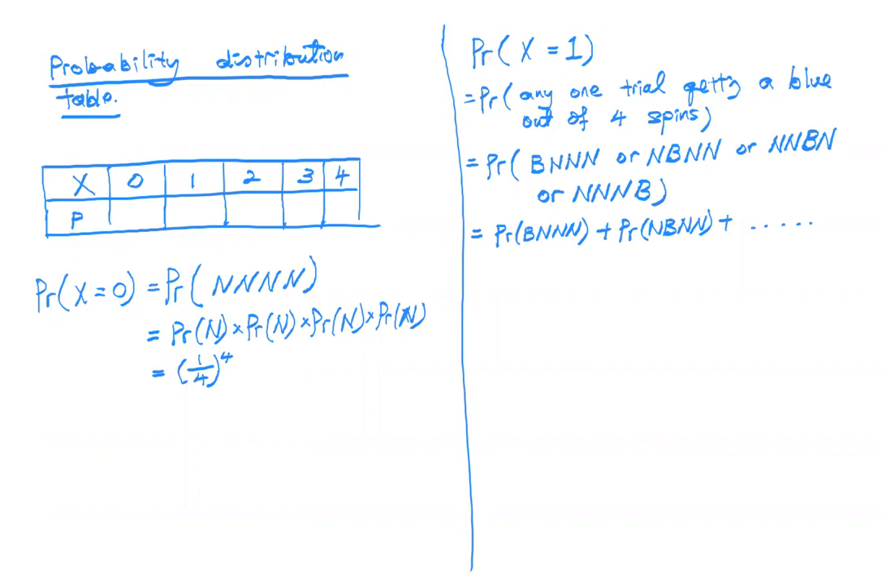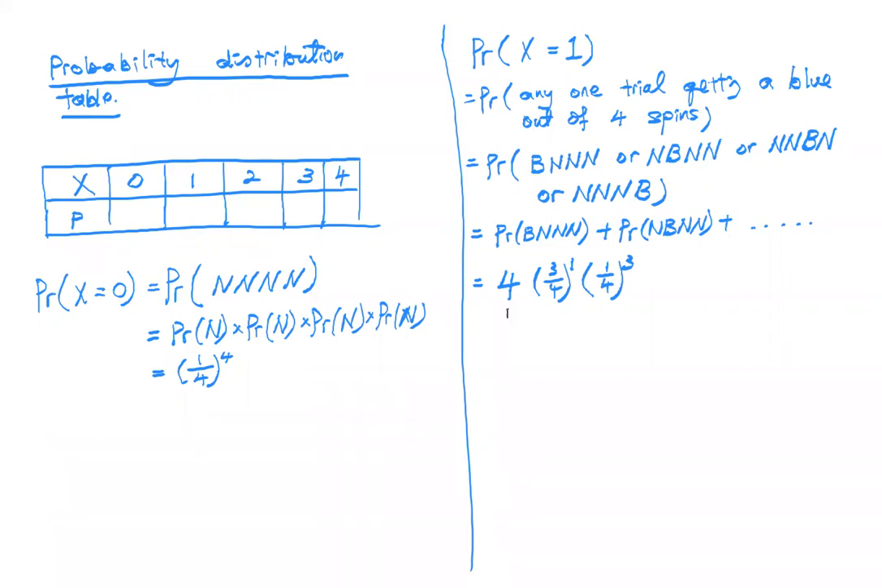Okay, now, for each one, the probability will be the same, correct? 3 no, 1 yes. So I will times by 4, and 3 over 4 to the power of 1, and 1 over 4 to the power of 3. Got it? Okay, so now, if for every question we are going to list out like that, we are going to go crazy.